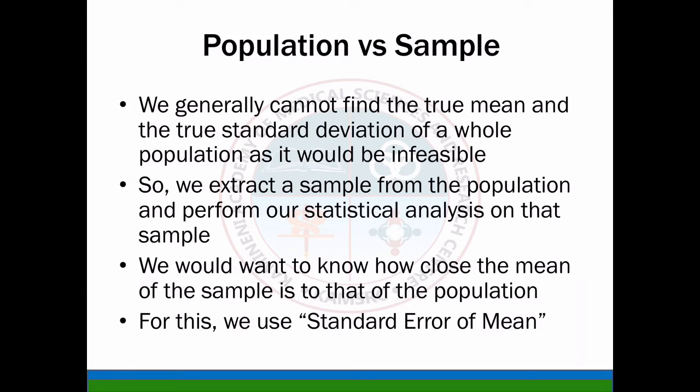This is important for us to know why we are going for a sample, because it is practically not possible to take the data from the whole population. So what we do is take a sample and then apply the values we get to the total population. We generally cannot find the true mean and the true standard deviation of a whole population, as it is not feasible. So we extract a sample from the population and perform our statistical analysis on that sample.